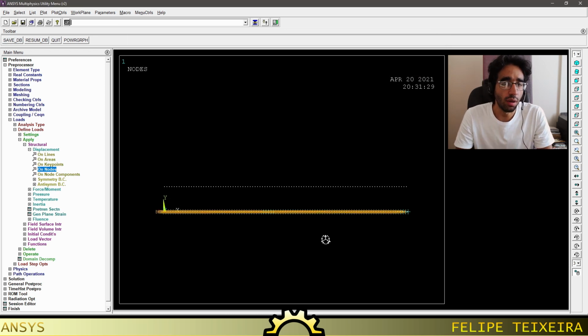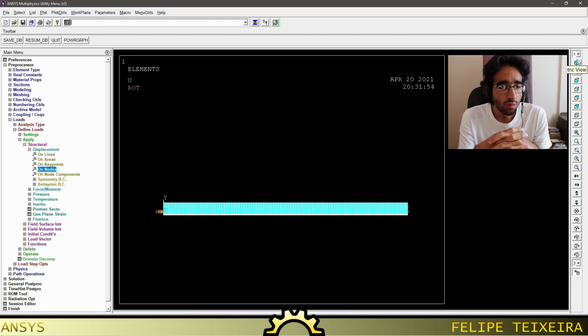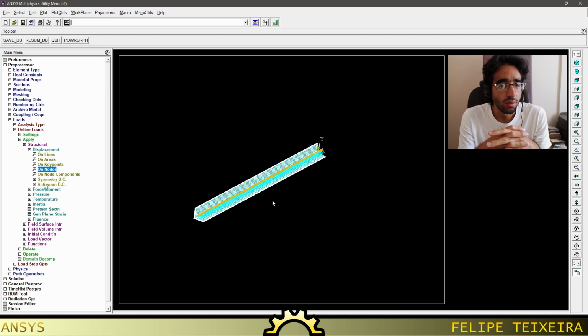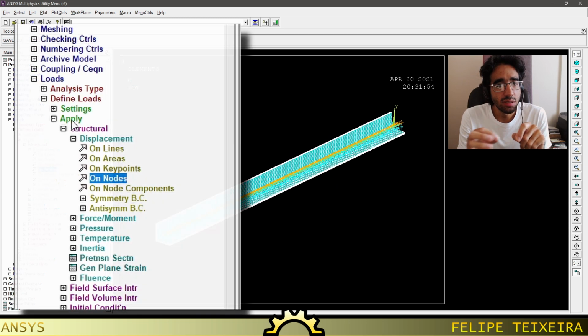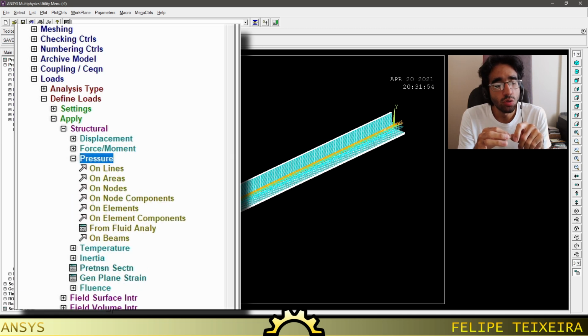Now I'm going to go forward and apply the loads to this beam. ANSYS offers many alternatives with regards to how to apply loads. And I'm going to choose the following method. I'm going to apply distributed loads to the elements themselves. So we have 100 elements. I'm going to apply loads to each one of them.